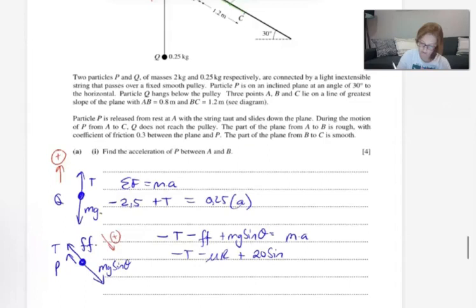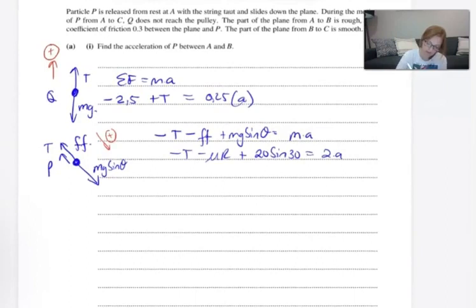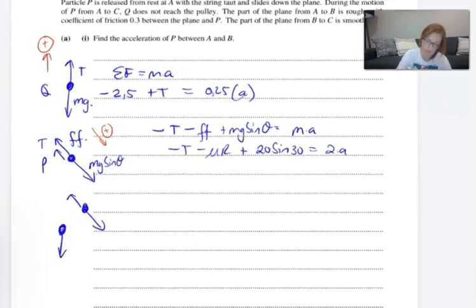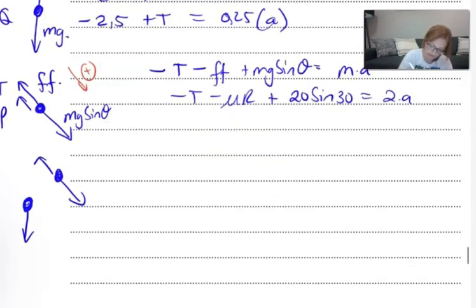So it's 20 sine 30, and that's 2a. Okay, I'm realizing that I probably should have just worked with the system of particles. So if we look at the system, that means we can eliminate T, because they're going to be working against each other. So we've got mg going down, we've got friction going up, and we've got mg sine theta acting down. Okay, and this direction is positive.